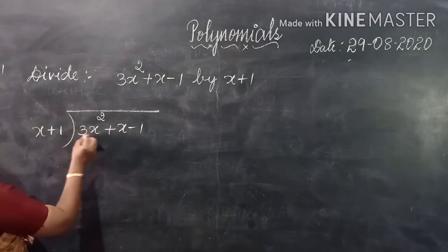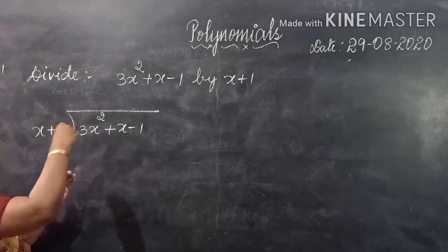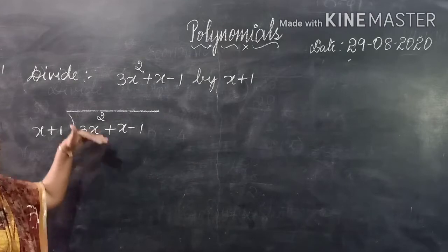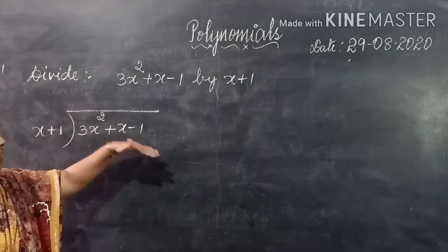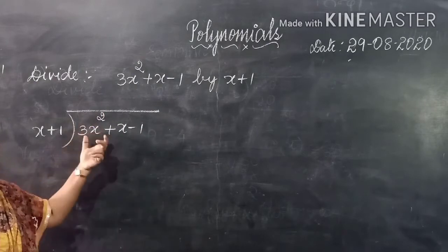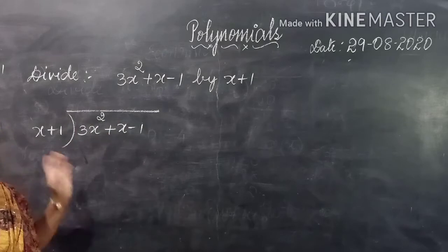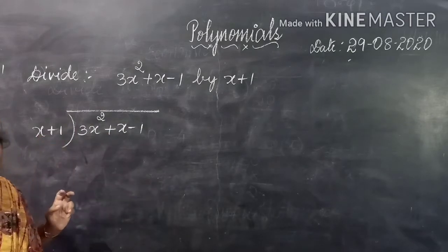Here, all the terms are in the standard form. That means you should write in decreasing order. In the standard form means from the highest power to the lowest power. So 3x square plus x to the power of 1. The last term should be a constant. So it is in the standard form. This one is also in the standard form.